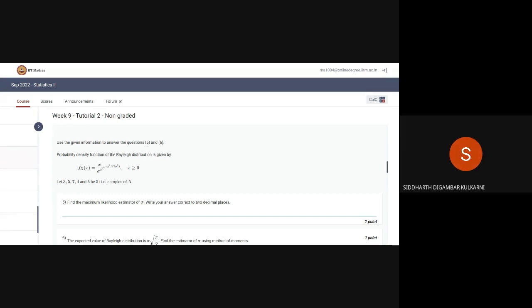For example, here, you have to substitute x equal to 3 and find the f(x). Then substitute 5 and find the f(x), then 7, 4, and 6, and multiply all the f(x) together. That is how you will get the estimator function. Then you have to find the logarithm and differentiate it to get the answer. That is the method given in the lecture, right?